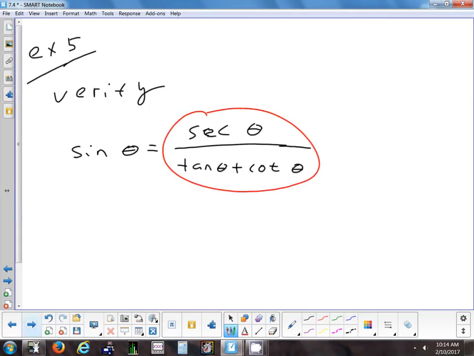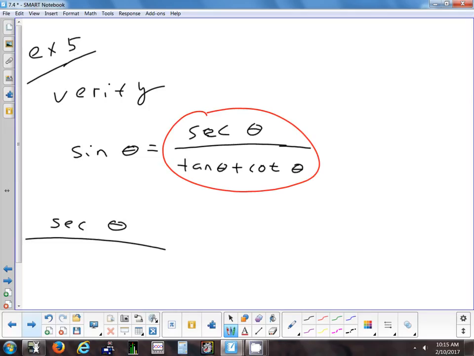All right, so now we're going to look at some verifies. Again, what's nice about the verify is I know what I should get in the end. I should get sine. So once I get sine, then I'm done. And I circled the side that I thought looked more complicated. So we're going to start with that side, and we're going to just leave sine alone.